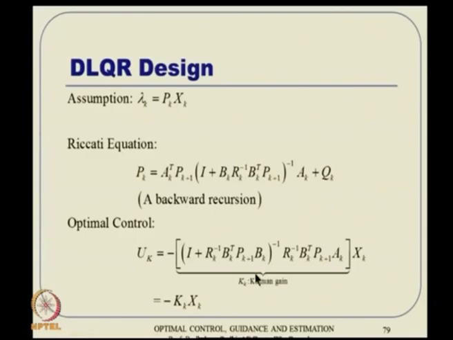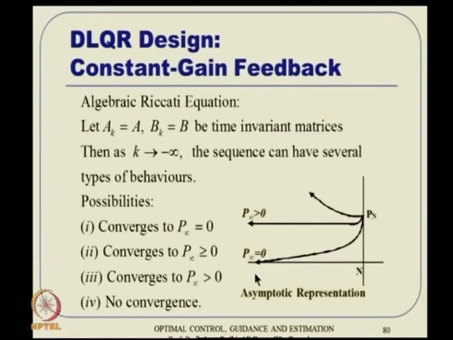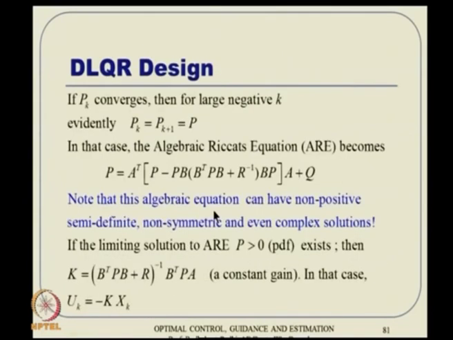So, this is the DLQR design part, but it turns out that there is not much guarantee or assurance here. There are possibilities: when you start with P n and integrate backwards, it can converge to P infinity equal to 0, or to some finite P infinity strictly greater than 0, or there is no convergence at all. So, depending on the situation you have to analyze and take the particular value which is conducive to us.